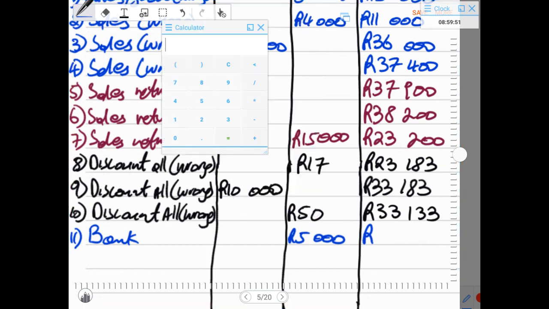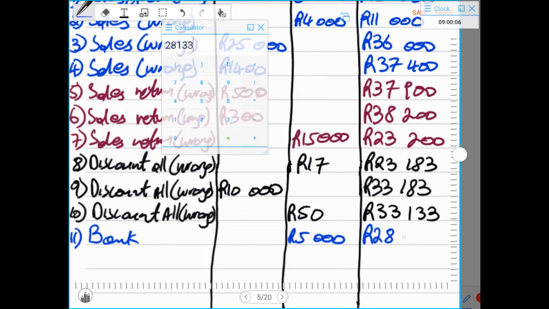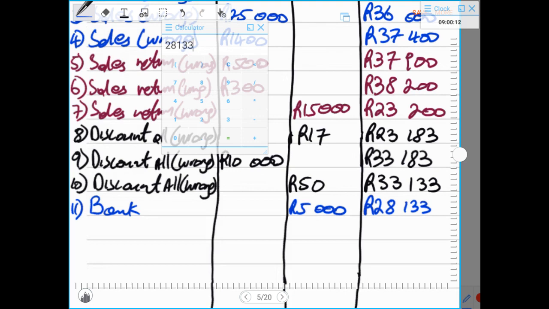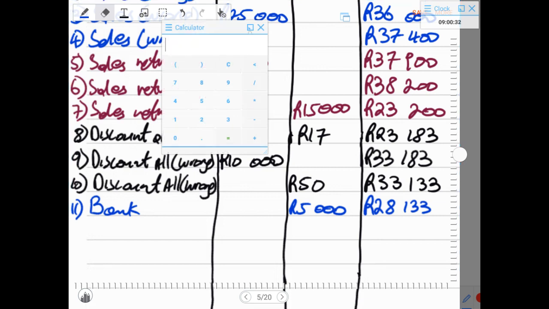So if the amount is smaller, it means it will overstate the balance. Why? Because we minus or less than it was supposed to be. 33,133 minus 5,000 will be 28,133. Had the right amount been recorded, the balance was going to be less. So this balance is overstated, and the minute the balance is overstated, we have to less once again on the debit side, repeating almost the same thing, guys.